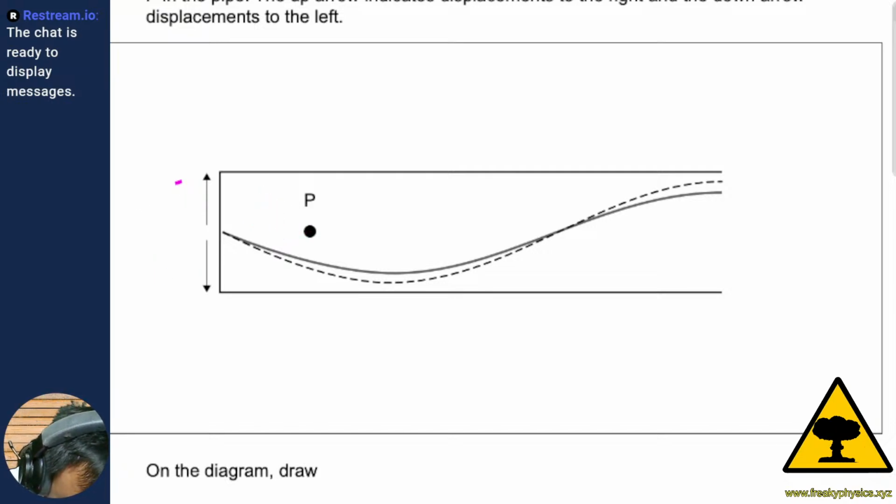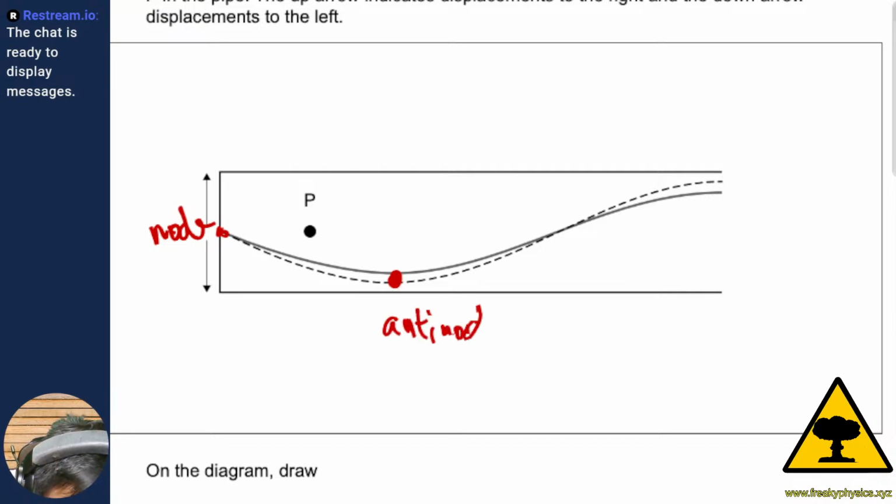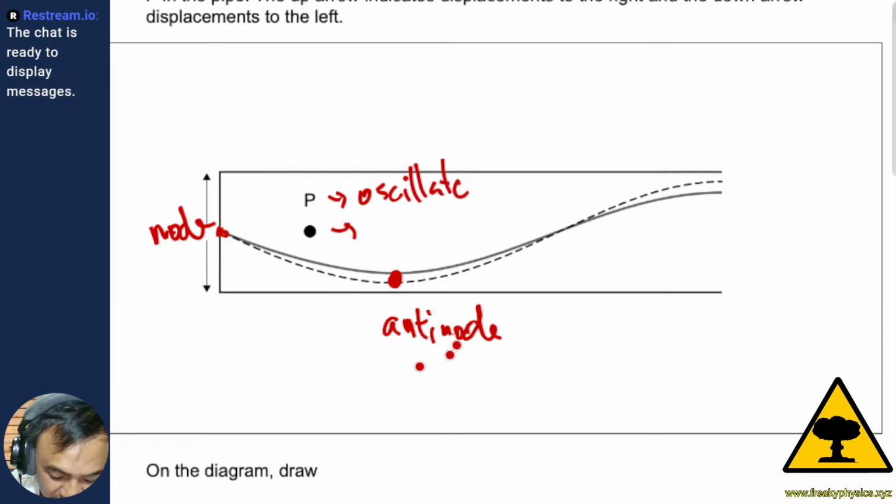Before we go anywhere else, let's mark a few points first. Remember that this is a node, and therefore this should be your antinode here. P is between the node and the antinode, so we know that P will oscillate. So whatever particle is here will oscillate, but it won't oscillate as much as the particle near the antinode.